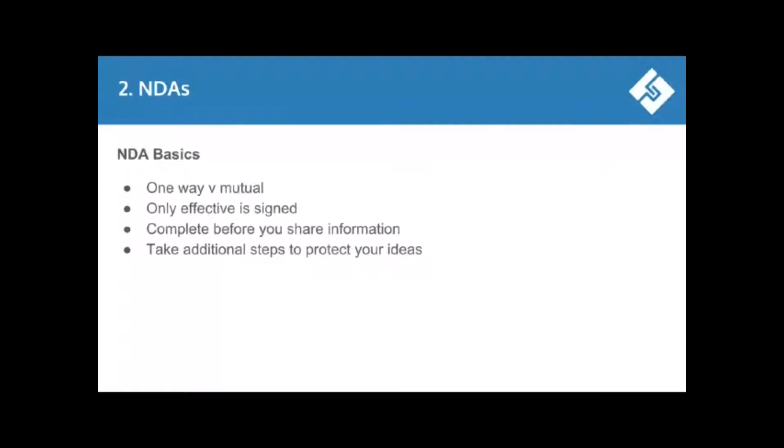Now, very quickly, a couple of basics around NDAs. There are two types, one-way and mutual. One-way means that the receiver of the information must keep the information confidential. Mutual means the discloser and the receiver must both keep it confidential. As mentioned, it's only effective if signed, so you must sign it before the information is told to the other party.